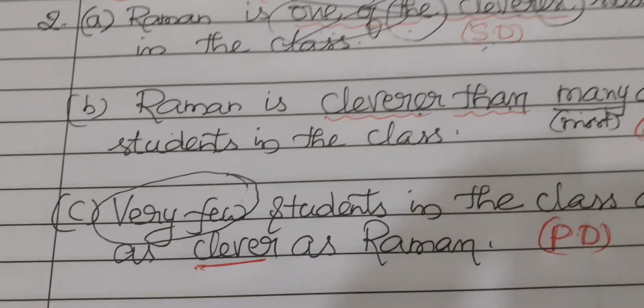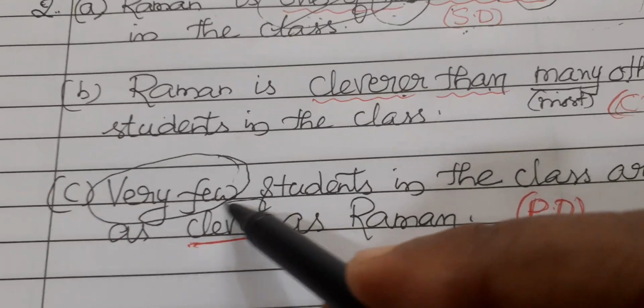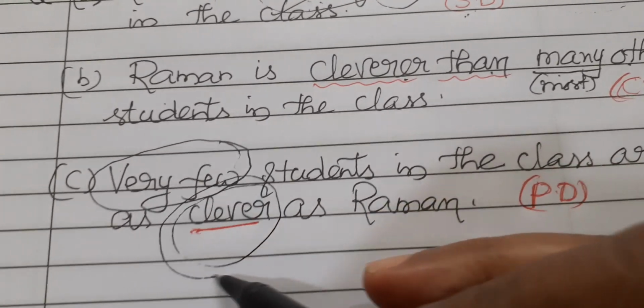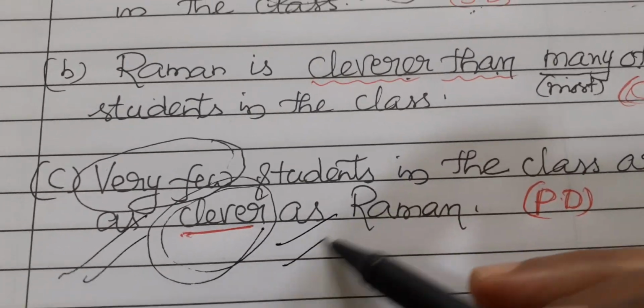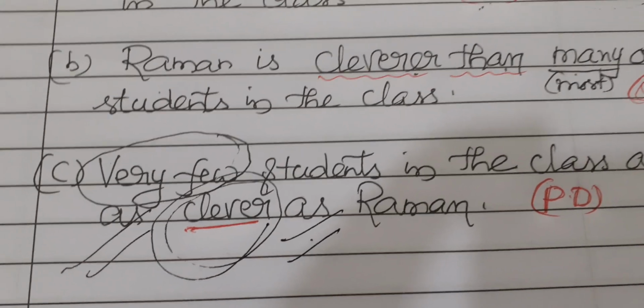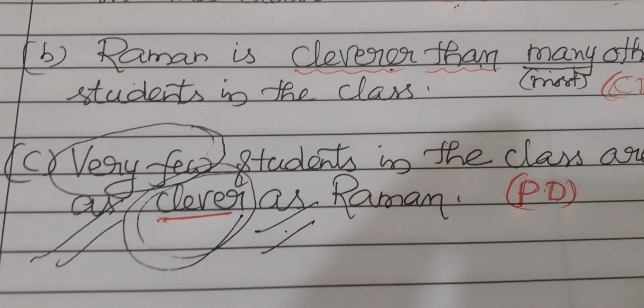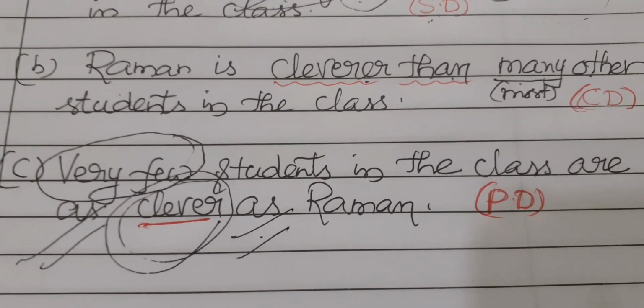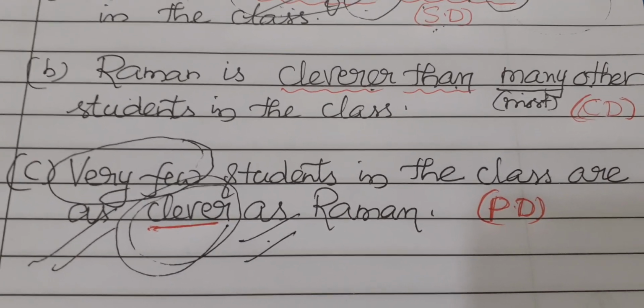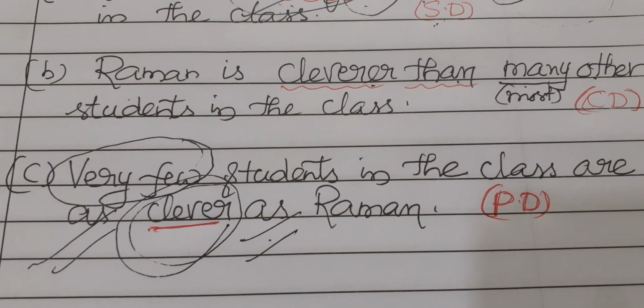Cleverer, one step down. PD, smallest form is clever. Basic form is clever. Before clever, one as. After clever, one as. Conjunctions. As clever as. So clever as. Both are equal, same. Don't worry about it. Very few students in the class are so clever as or as clever as Raman.